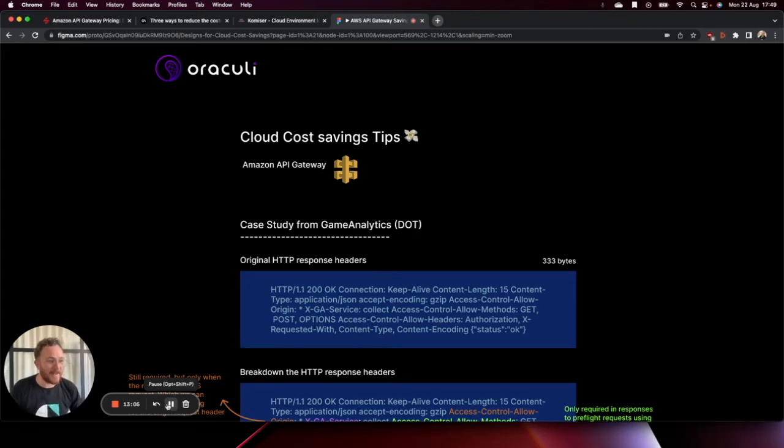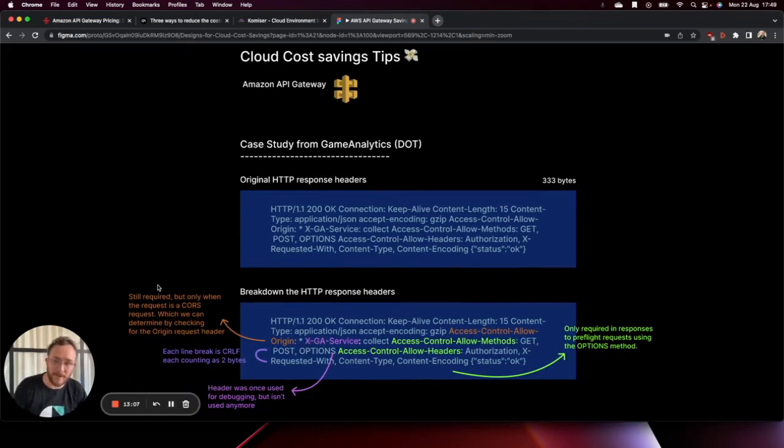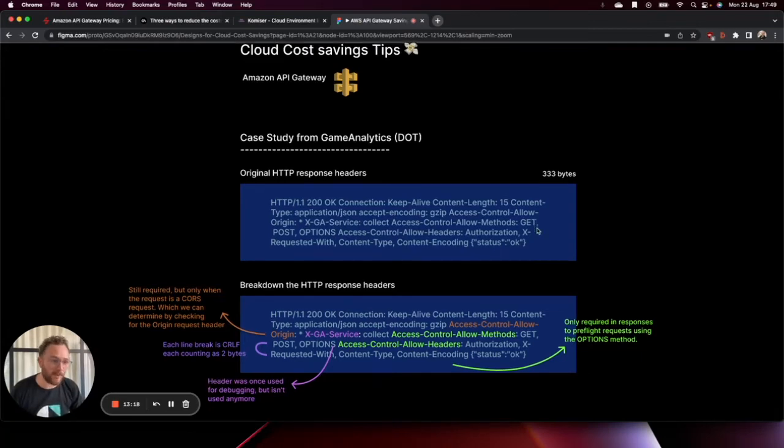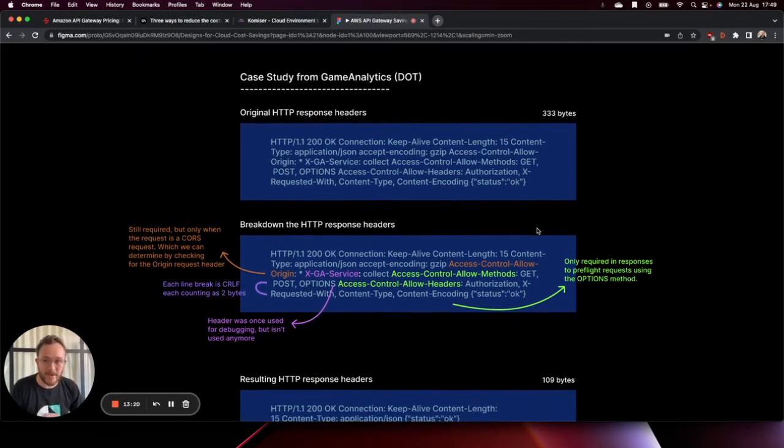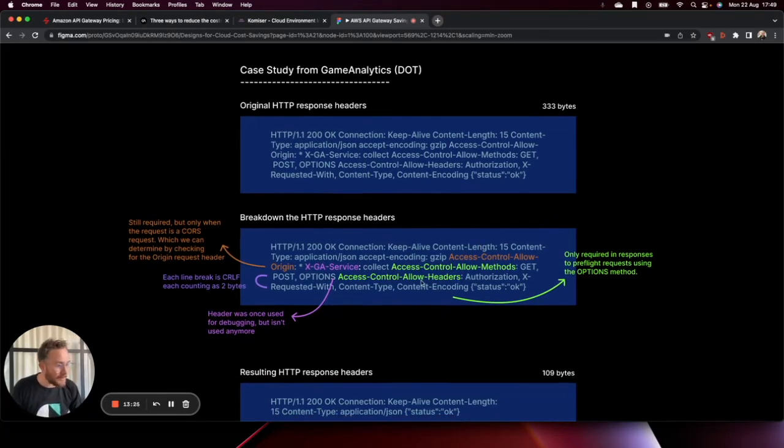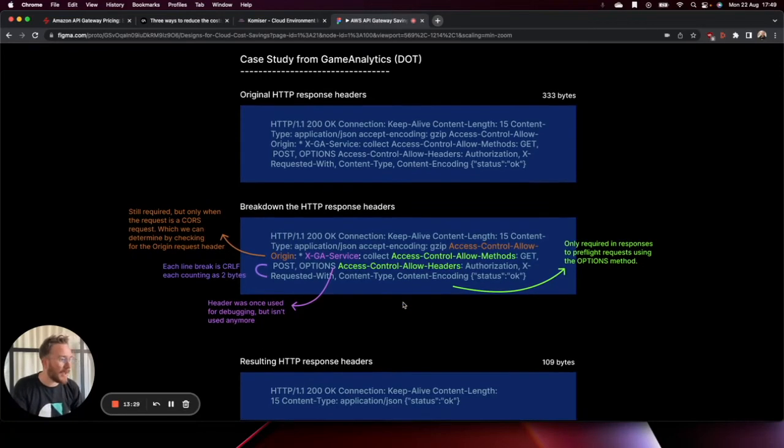The first thing is that they went to look at their original HTTP response and the series of headers that made up that response. And they saw that the header was 333 bytes and it could actually be reduced. And they reduced the following headers. These two, access control allow methods and access control allow headers, were only required in pre-flight requests using the OPTIONS method. So since this was a POST method, this could be reduced.